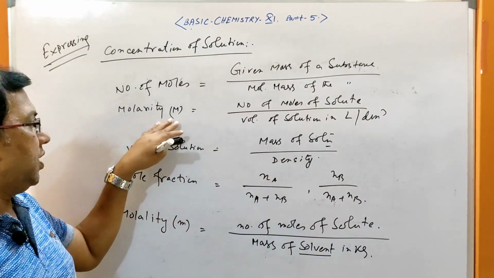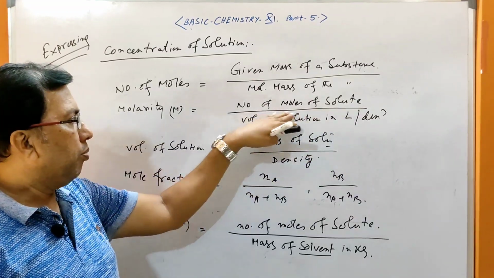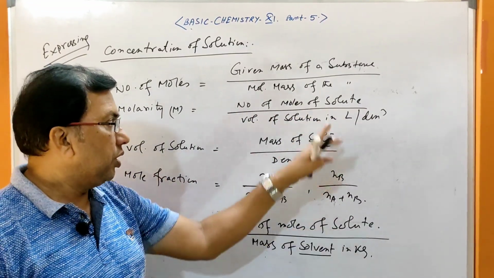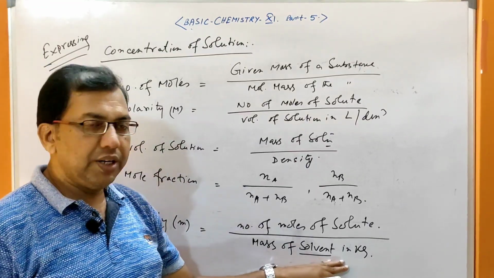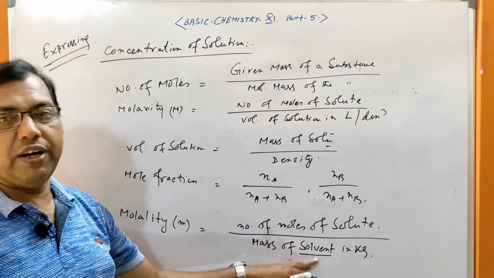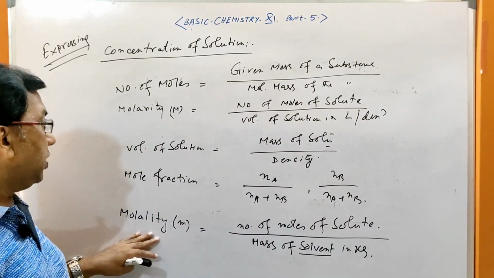And what is molarity? Number of moles of solute by volume of solution in liter. The number of moles of solute is the same in both, but this is the difference: mass of solvent in kg for molality. Li means solvent, liquid. So solvent is the key for molality and molarity.